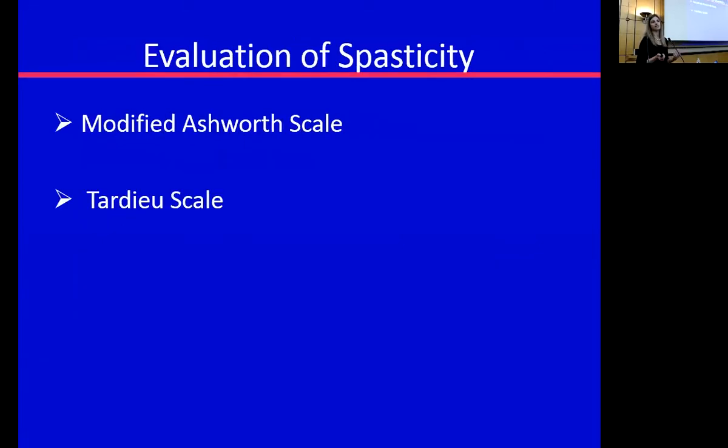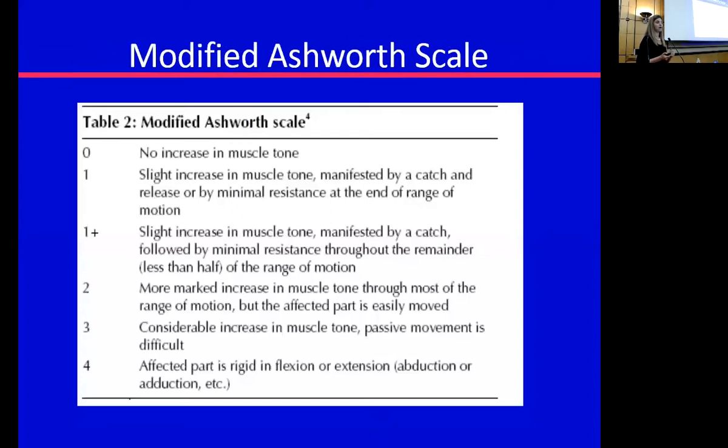We evaluate spasticity using predominantly two different evaluation tools, the modified Ashworth scale and the Tardieu scale. The modified Ashworth scale has very good intra-rater reliability, and the Tardieu scale is used more often for Botox injections and evaluating the improvements secondary to Botox.